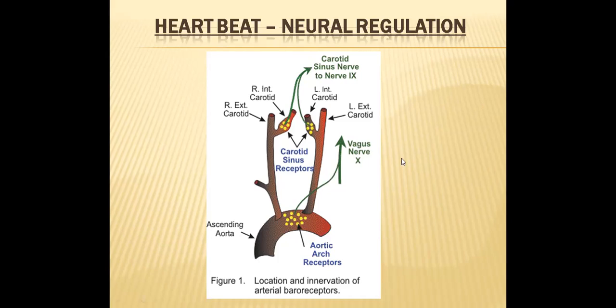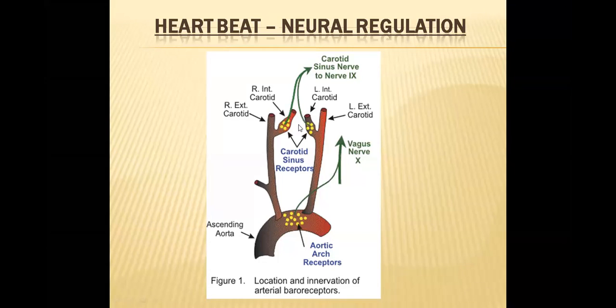So how is this information sent to the brain? Some receptors are there. In this picture, we are seeing baroreceptors, these yellow dotted things. Two types of baroreceptors are present in two regions. This is the left systemic aorta coming from the left ventricle. The two carotid arteries arise from it, and in between the two carotid arteries, some receptors are there. These receptors are called baroreceptors.